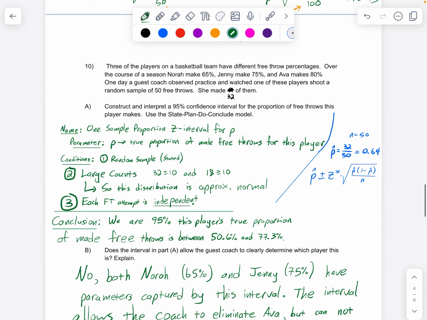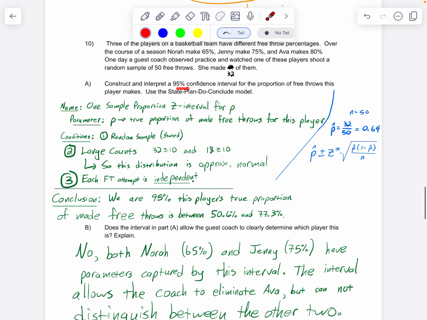Number 10 is about 3 players on a basketball team who have 3 different free throw percentages. Over the course of the season, Nora makes 65, Jenny 75, Ava 80. One day, a guest coach watches practice and watches one of these players shoot a random sample of 50 free throws, and she made 32 of them. We're going to do a 95% confidence interval. We're going to do the whole shebang.